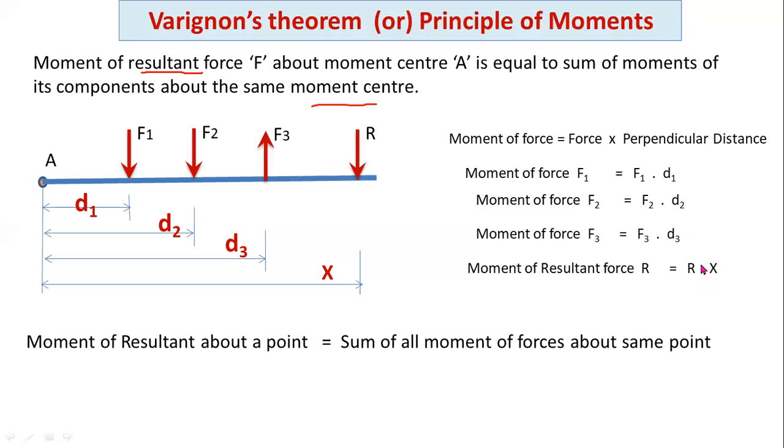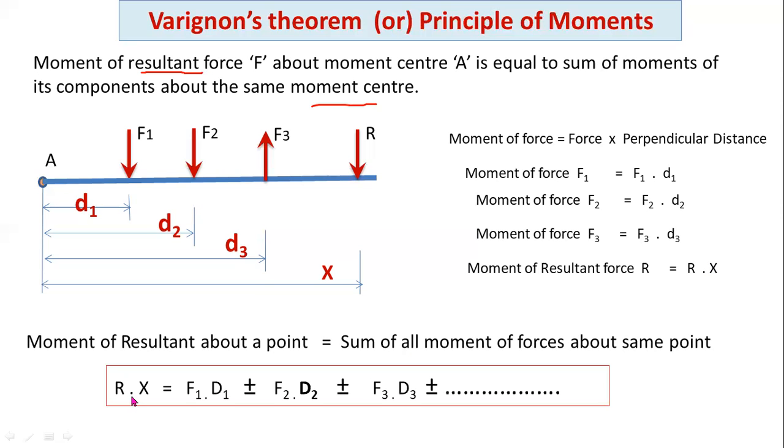So R into X, the moment of the resultant, equals F1 D1, F2 D2, F3 D3. These three are the individual moments. Here the positive and negative signs depend upon the rotation, clockwise or anti-clockwise direction. For clockwise direction, you have to consider a negative sign. For anti-clockwise direction, you have to consider a positive sign. So these signs depend upon the direction of rotation.